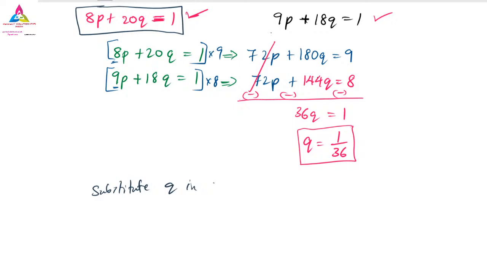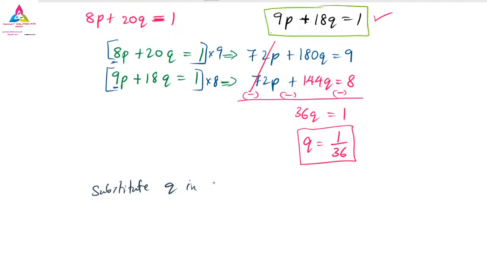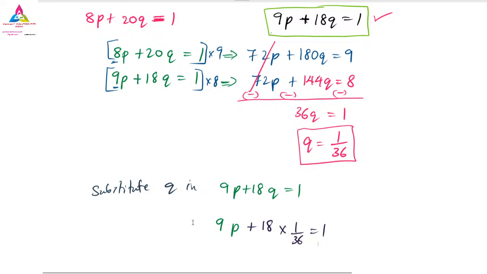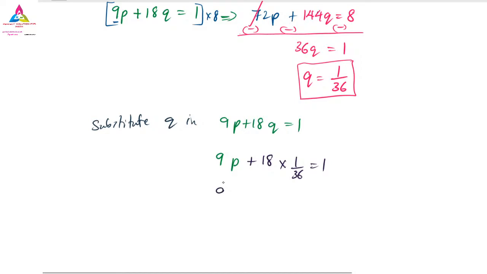It is better to substitute in the other equation we have here: 9p plus 18q is equal to 1. So 9p, let it be as it is, 18 keep as it is, into the q value, which is 1 by 36, is equal to 1. Then what is going to happen? 9p will be remaining. The 18 ones and 18 twos get cancelled. So it will remain 1 by 2 is equal to 1.